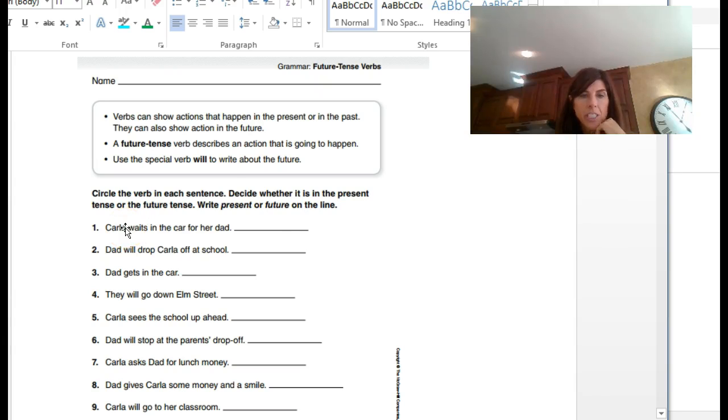We're going to circle the verb in each sentence and decide whether it is in the present tense or future tense. And we're going to write present or future. So let's do number 1 and 2. For example, Carla waits in the car for her dad. Waits. So we're going to circle, like the directions say. Always important to read those directions.